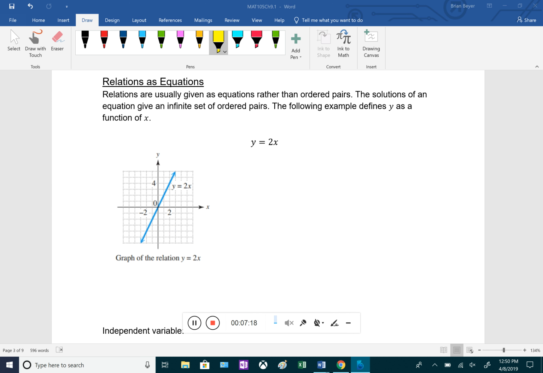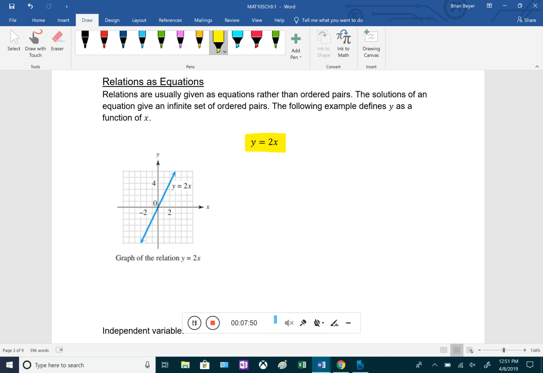So for relations as equations, typically when we're dealing with this stuff, we're going to be given relations as an equation rather than ordered pairs. The solutions to an equation will give us an infinite set of ordered pairs. So for example, we have this equation, y equals 2x. This defines y as a function of x. So we see how when we plug in different x values, it gives us their corresponding y values.